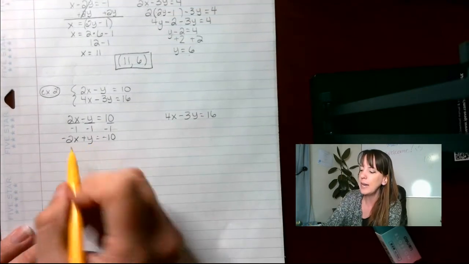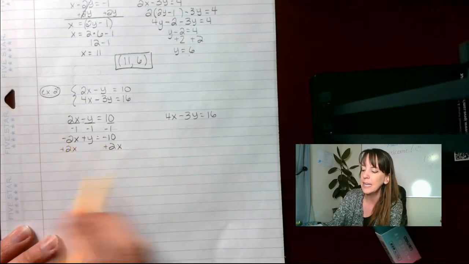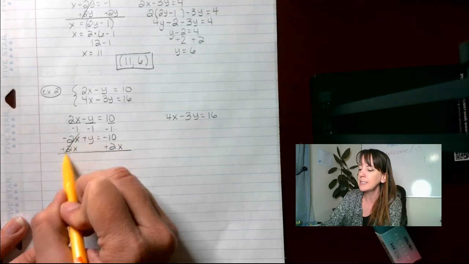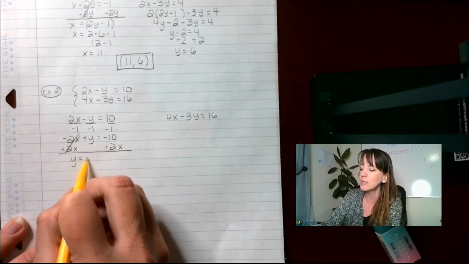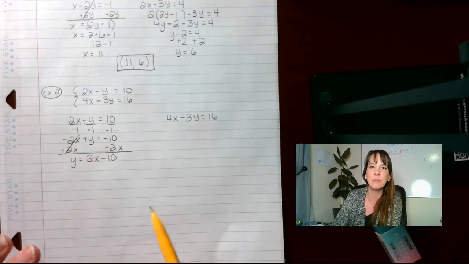All right, so now I'm going to add 2x to both sides because I'm minusing it here. And I'm trying to get that y all by itself, right? So if I do that, this cancels out. I end up with y equals 2x minus 10. You could do -10 plus 2x if you wanted to.